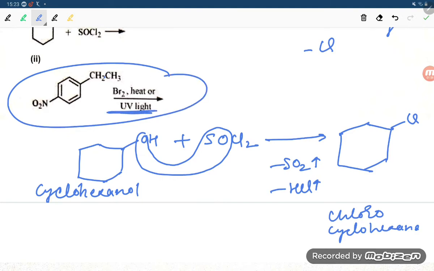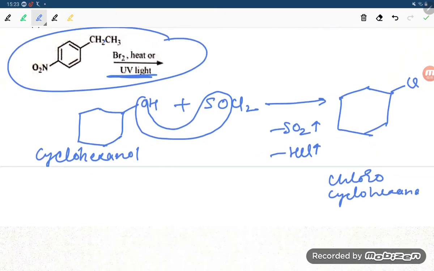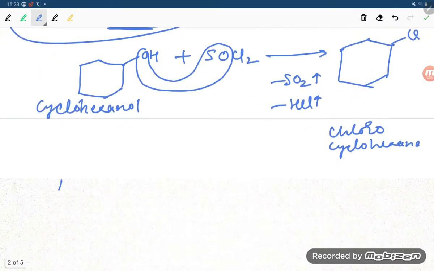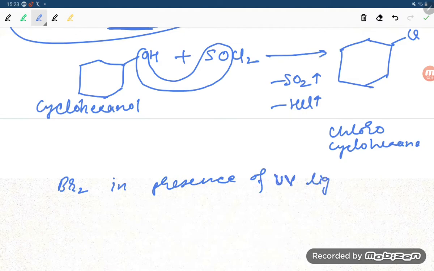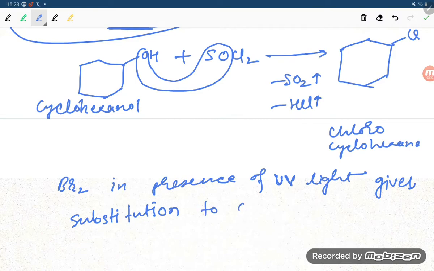Now the next reaction, student. Because of UV light, there will be substitution in the alkane. Br2 in the presence of UV light gives substitution to alkanes.